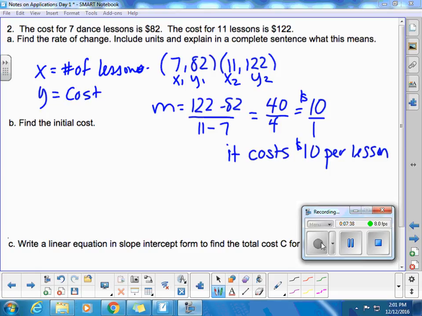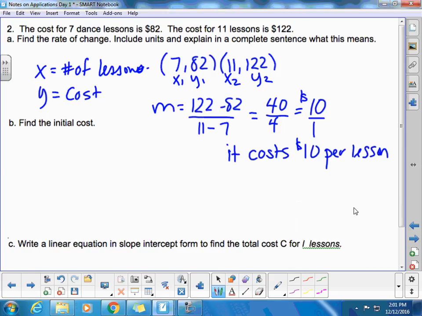So that is our slope. $10 per lesson is our slope. But there's also an initial cost. And it says find the initial cost. So this is just our slope. So I know y equals 10x plus b. And I want to find where we started, so the initial cost, which is the y-intercept.